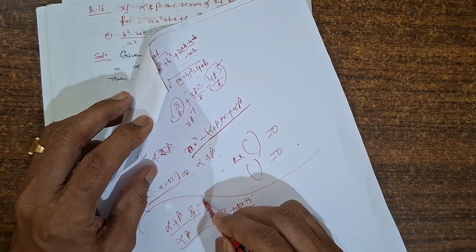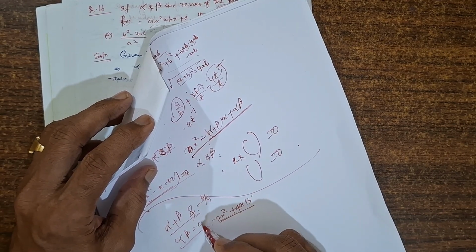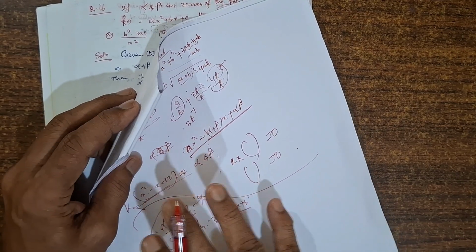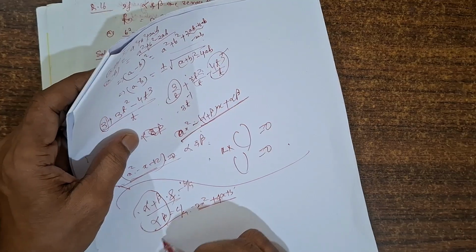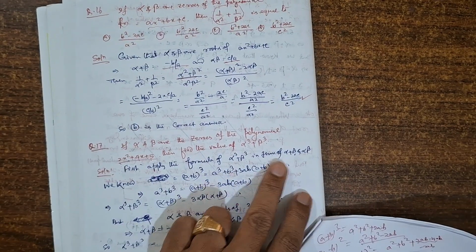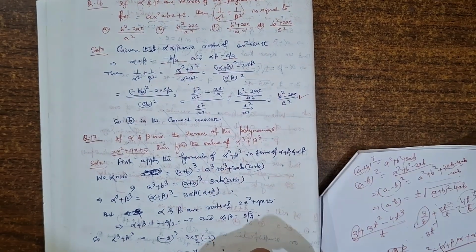So alpha plus beta is equal to minus b by a, and alpha beta is equal to c by a. Put the value, you will get this. So alpha plus beta and alpha beta are known to us. From this we will find out alpha cube plus beta cube in terms of alpha plus beta and alpha beta.